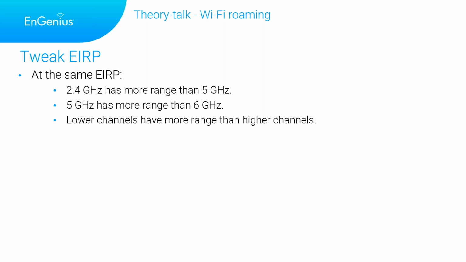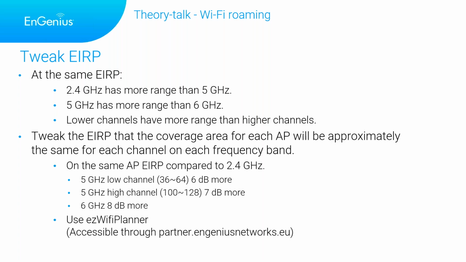So you want to tweak the ERP to have them have the same range. How do you want to do this? Well, for 5 gigahertz, you want to have about 6 dB more power compared to the 2.4 gigahertz, at least for the low channels. If you go to the high channels, it might even be better to use 6 dB more power. And for the 6 gigahertz in the future, something like 8 dB.